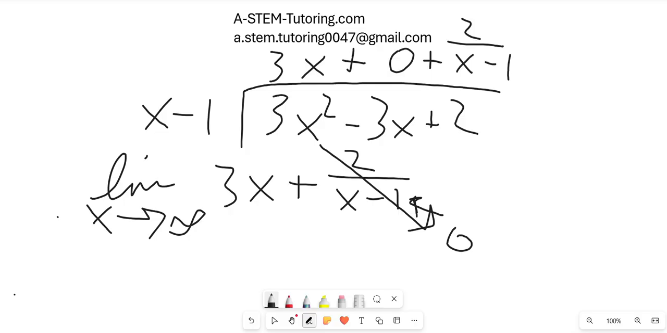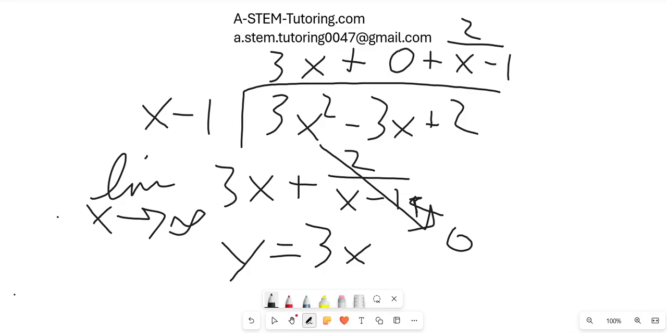And we have a slant asymptote at y equals 3x. Remember from your basic graphing techniques, y equals mx plus b, where m is a slope, b is a y-intercept. This is a diagonal line, a straight line, with a slope of 3 passing through the origin, 0, 0.